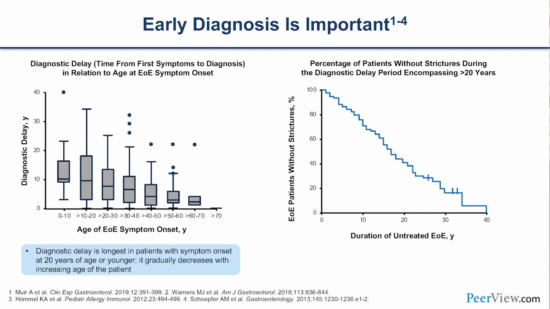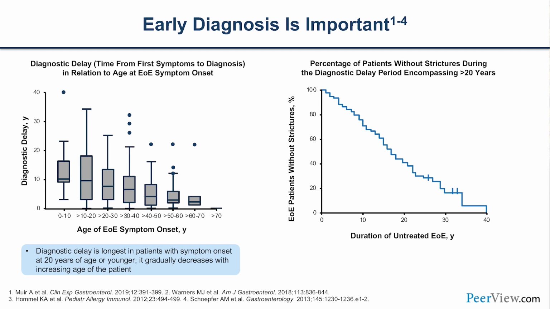Now, why is this important? Well, we consider diagnostic delay to be the time that there are symptoms present, but there is no diagnosis or treatment going on. And the longer you have symptoms present in the presence of active disease, the higher the chance that there are fibrotic complications of EoE and development of strictures. And that's what's shown in the rightmost graph from a study in Switzerland.